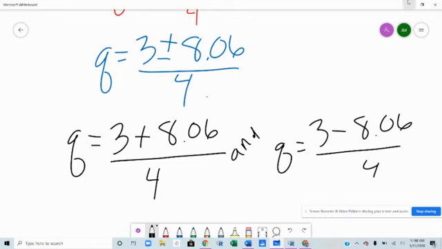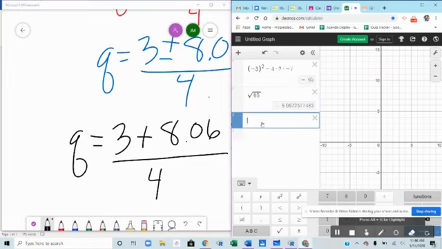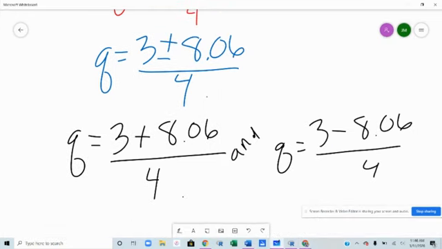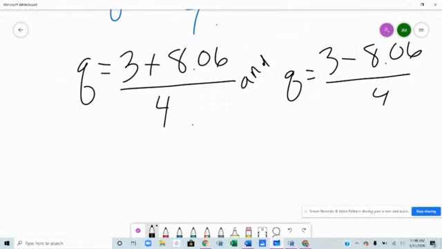And then you can go to Desmos and type those in. Remember to put your numerator in parentheses, so that we get 3 plus 8.06 all divided by 4 is 2.77, because the 5 rounds it up. So our first answer we have is 2.77.